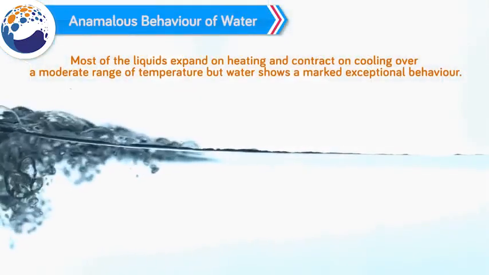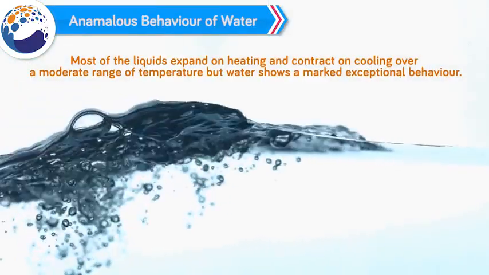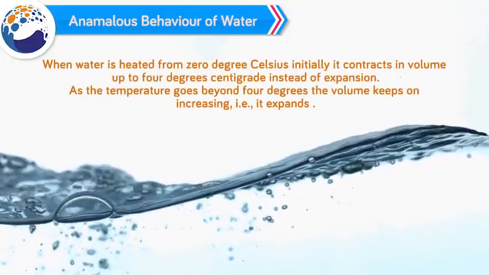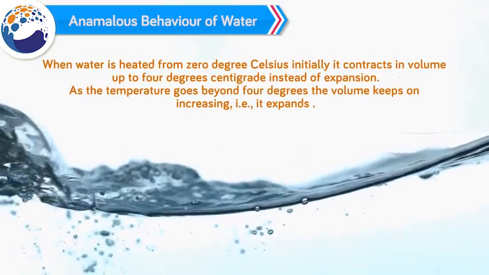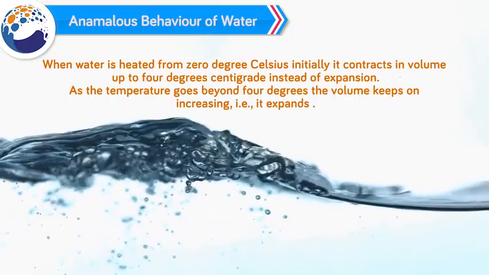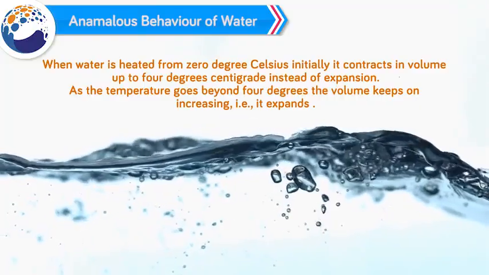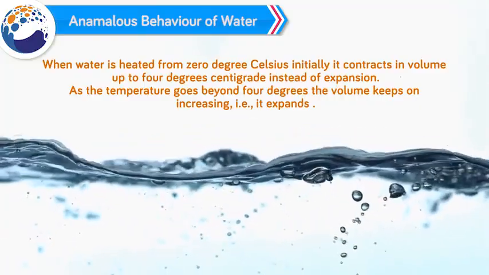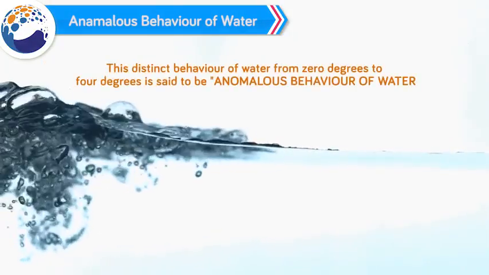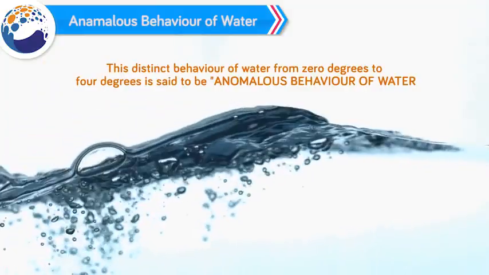Most of the liquids expand on heating and contract on cooling over a moderate range of temperature, but water shows a marked exceptional behavior. When water is heated from 0 degrees Celsius, initially it contracts in volume up to 4 degrees centigrade instead of expanding. As the temperature goes beyond 4 degrees, the volume keeps on increasing, that is, it expands. This distinct behavior of water from 0 degrees to 4 degrees is said to be the anomalous behavior of water.